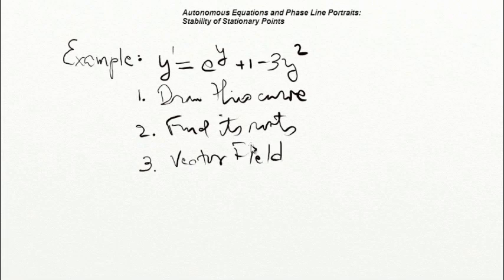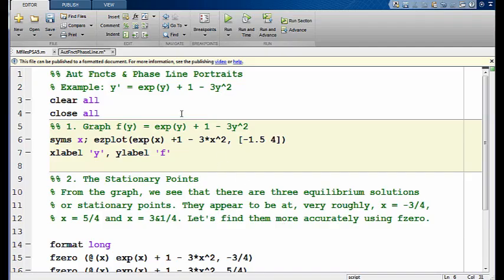After which I will come back and draw the phase line portrait for this first order autonomous ODE. Okay, here's a nice M file to do exactly what I just indicated. Here's the differential equation. y' is e^y + 1 - 3y^2. I start off by clearing everything. And the first thing I'm going to do is graph that function. So I'm doing it using EasyPlot. Here's the function. EasyPlot's default variable is x, but I'm labeling the graph y and f. Let's run it.